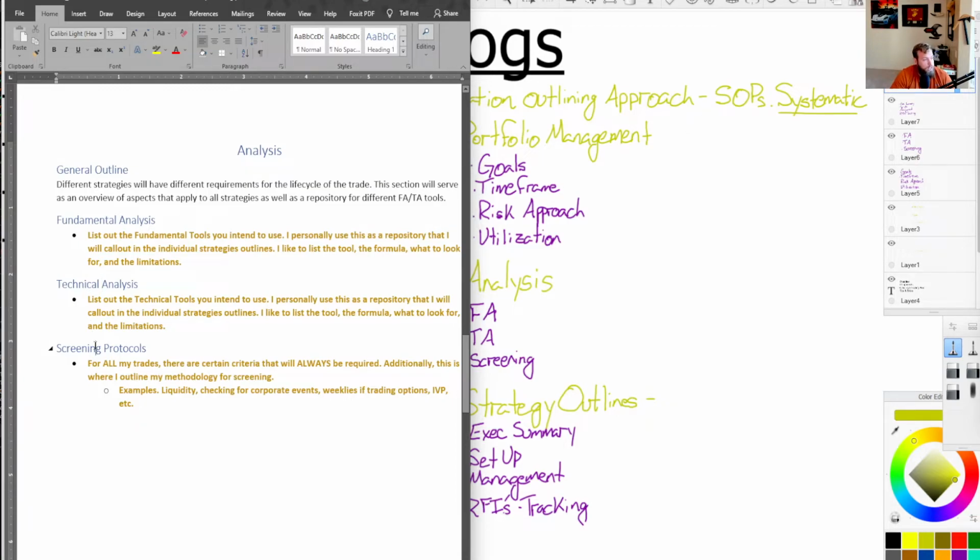Now, for screening protocols, this is exactly what I was outlining before. This is where I like to take a look at things that are very specific. And they apply, though, to all of my trades.